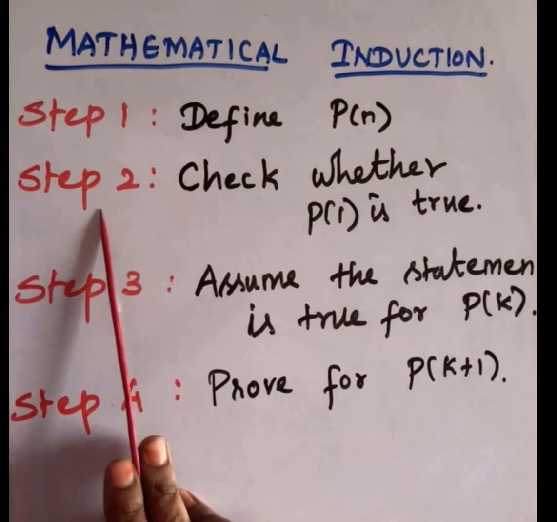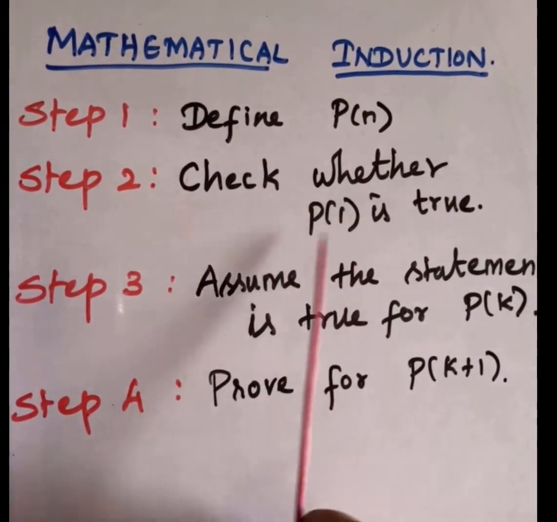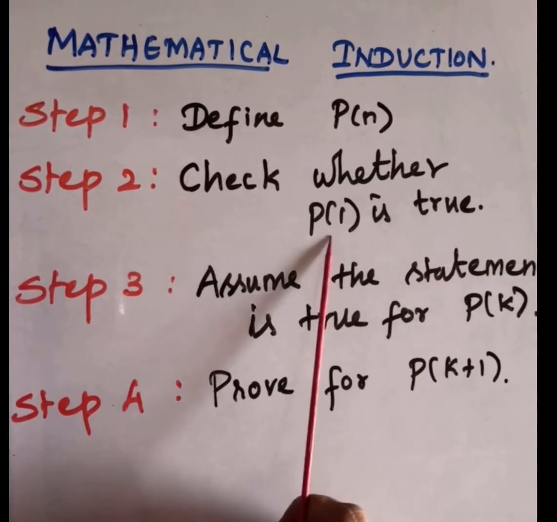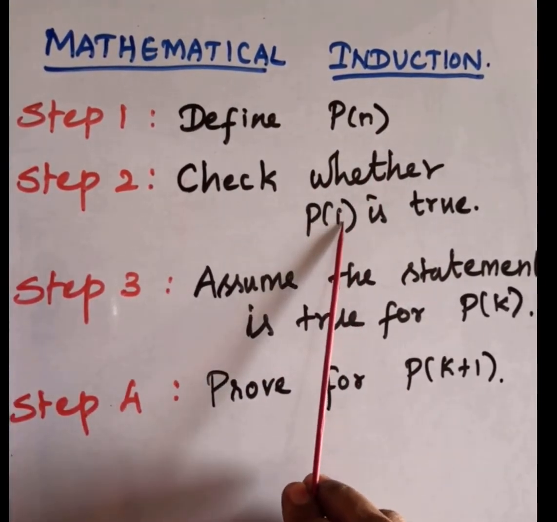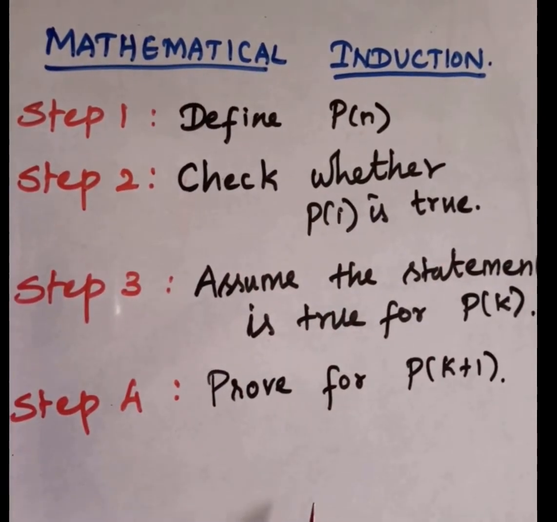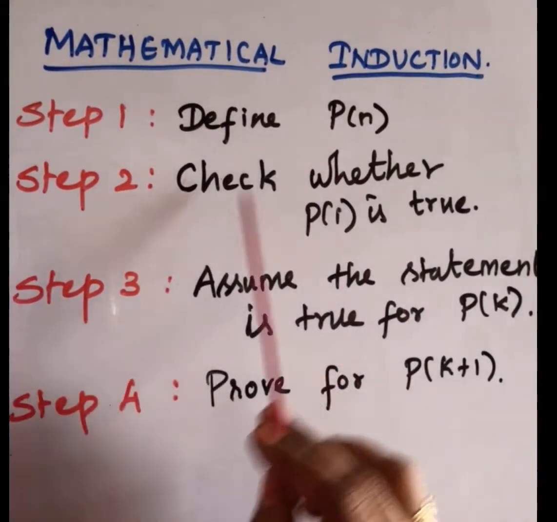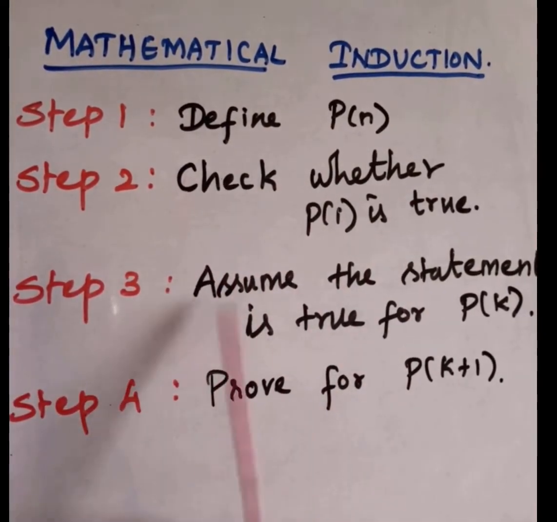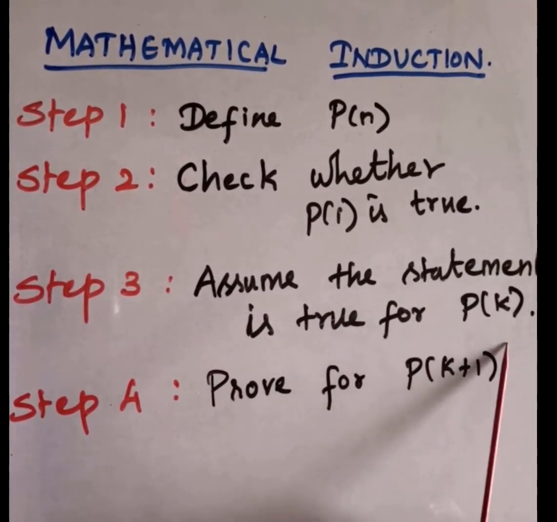In the second step, first you have to check whether P of 1 is true. That means instead of n, you substitute 1 to check whether the statement is true. The next step, after proving this, you have to assume. Here there is no need to prove. We have to assume the statement is true for P of k.